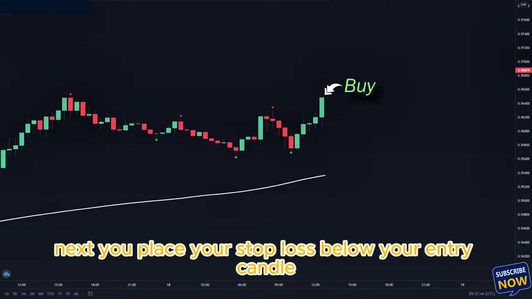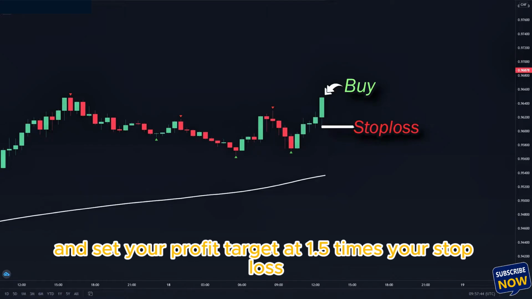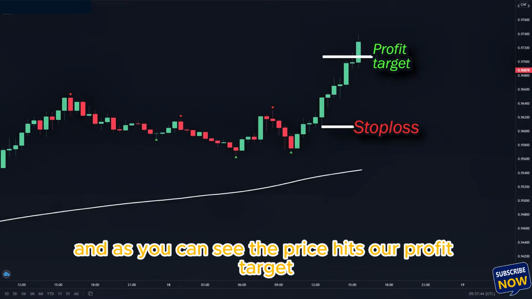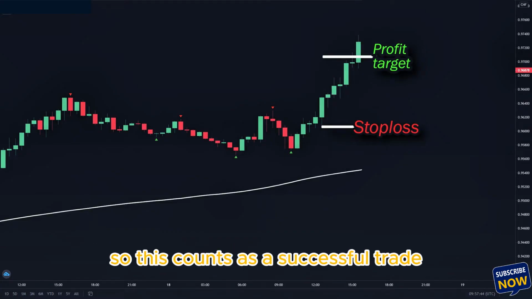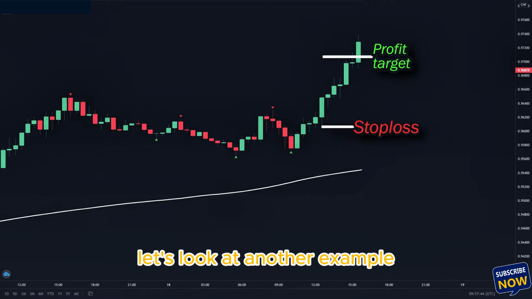Next, you place your stop loss below your entry candle and set your profit target at 1.5 times your stop loss. And as you can see, the price hits our profit target, so this counts as a successful trade. Let's look at another example.